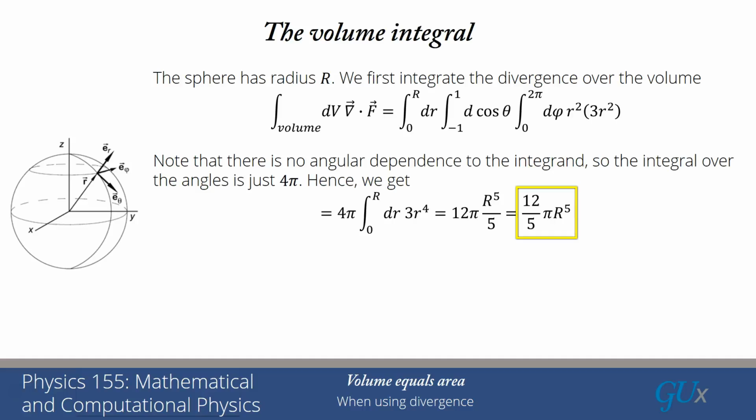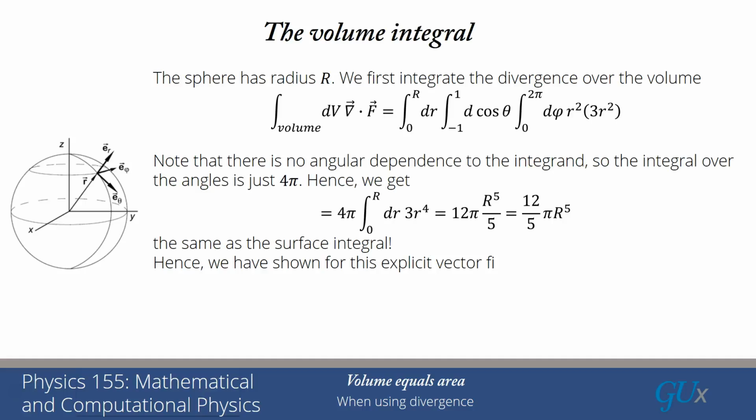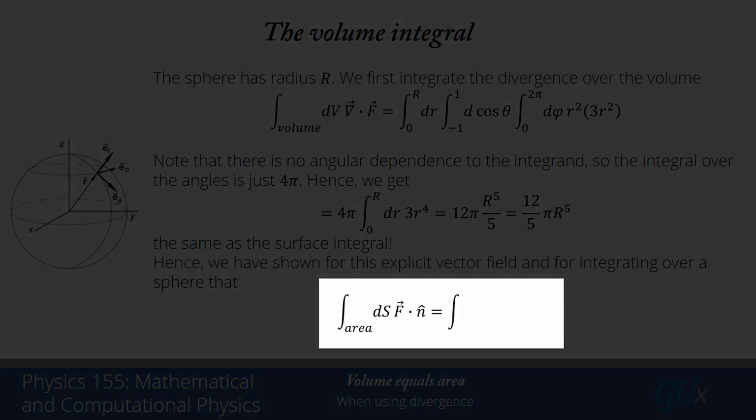Now remember, I asked you to remember what the surface integral was. Indeed, it was 12/5 pi r to the fifth. And so we have shown now that these two integrals are actually the same. And so this is showing a verification of the divergence theorem. It doesn't prove the divergence theorem. It simply shows that for this explicit vector field, and for the case where we integrate over a sphere, we found the integral over the area of ds f dot n is equal to the integral over the volume of dv times the divergence of f.